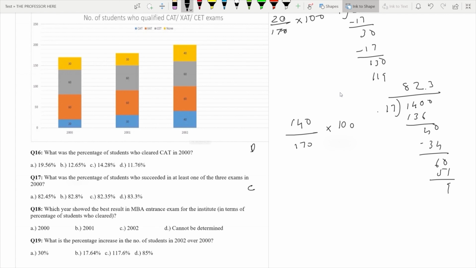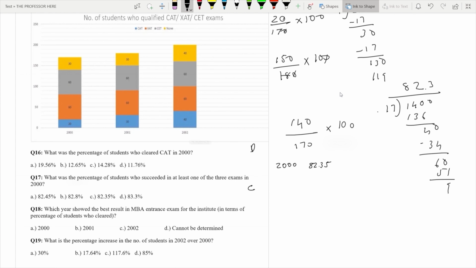Question number 18. Which year showed the best result in MBA entrance exam for the institute in terms of percentage of students who cleared? We already have the percentage of students who have passed in 2000, which is 82.35. In 2001, the total number of students is 180. And the number of students who have not passed is 30. So 180 minus 30, 150. 150 students have passed. 150 divided by the total number of students, 180, into 100.